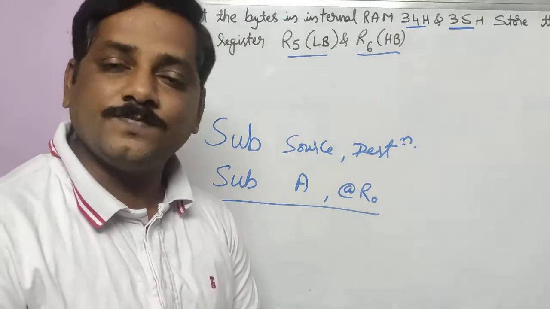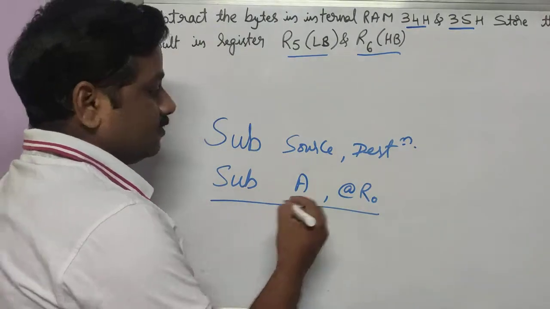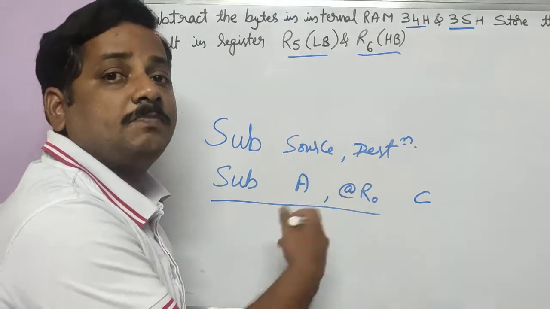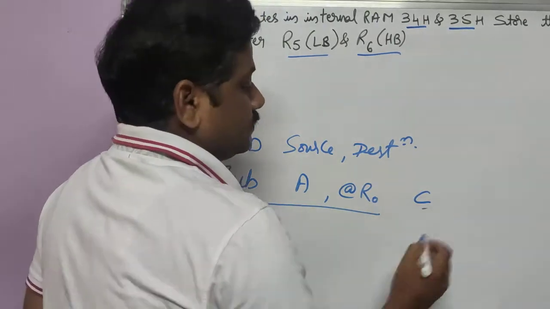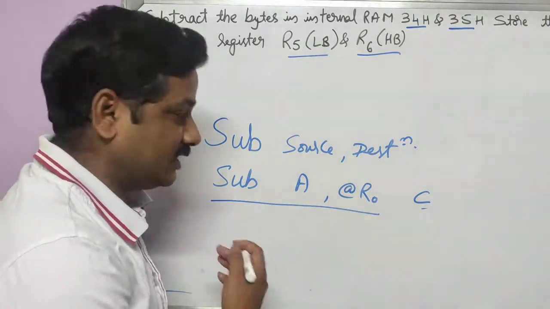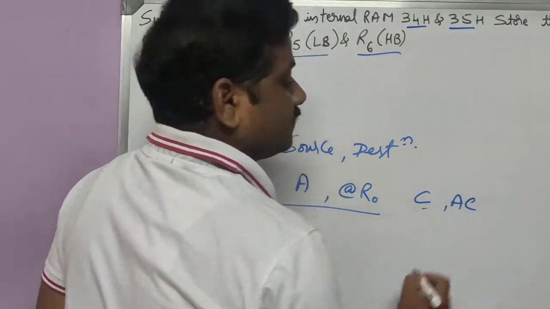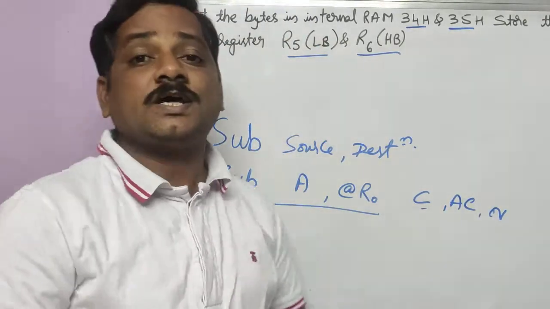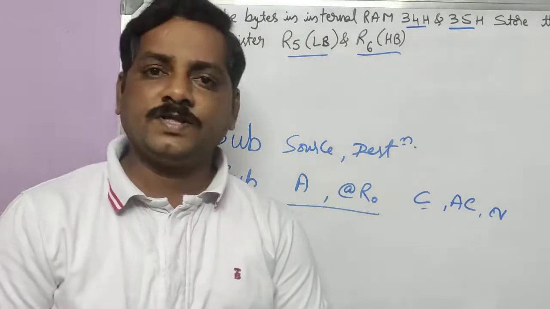Now one thing we need to understand here is which flags are going to be affected once I execute the subtraction instruction. The carry flag will get affected. Here we use that carry flag as a borrow flag. So the carry flag will be affected, and we call it a borrow if we use it for subtraction. Even the auxiliary carry and the overflow flag will get affected. So these are the flags which are going to be affected once we execute the subtraction.